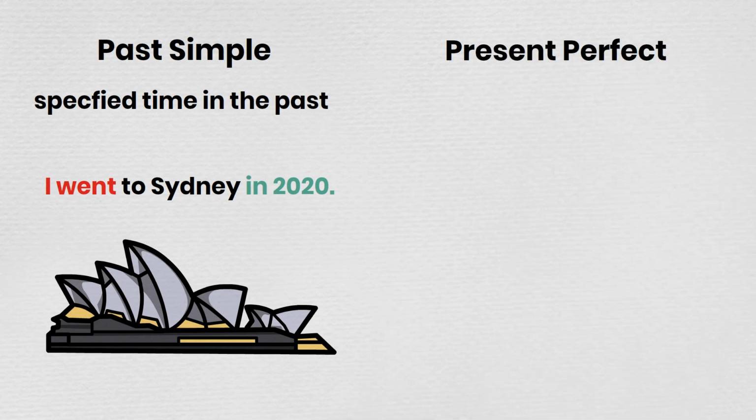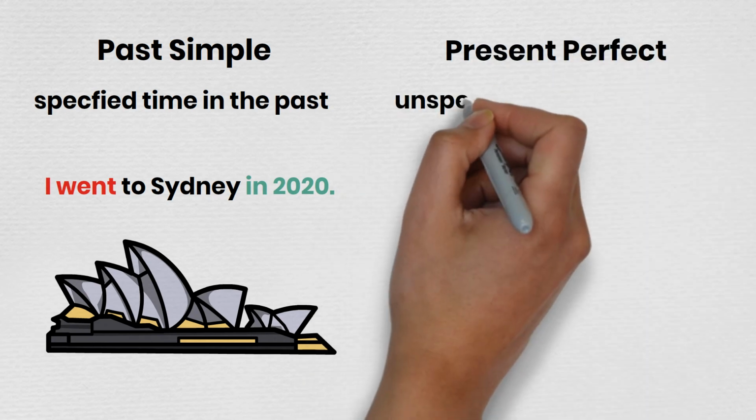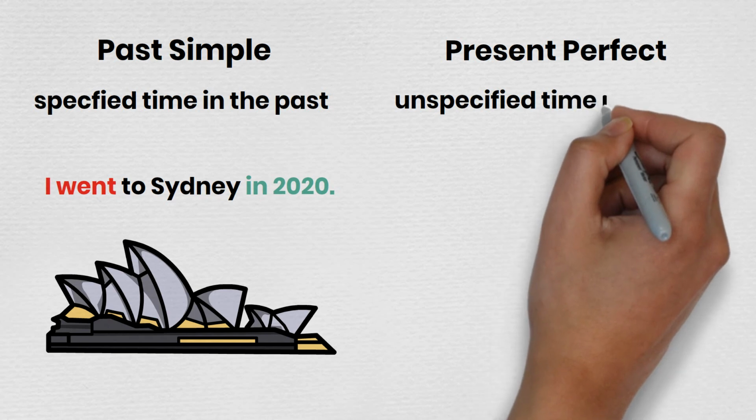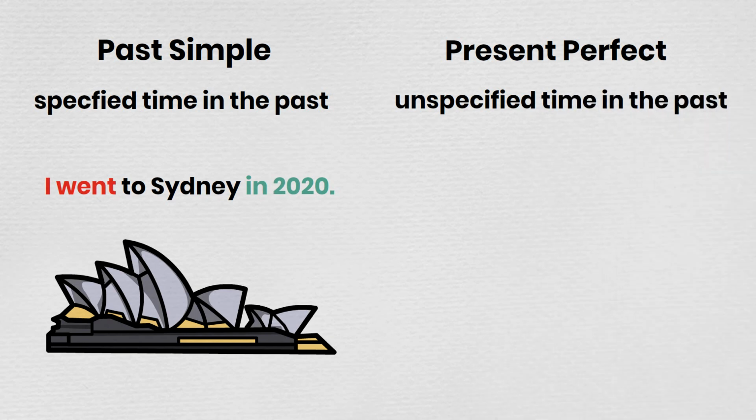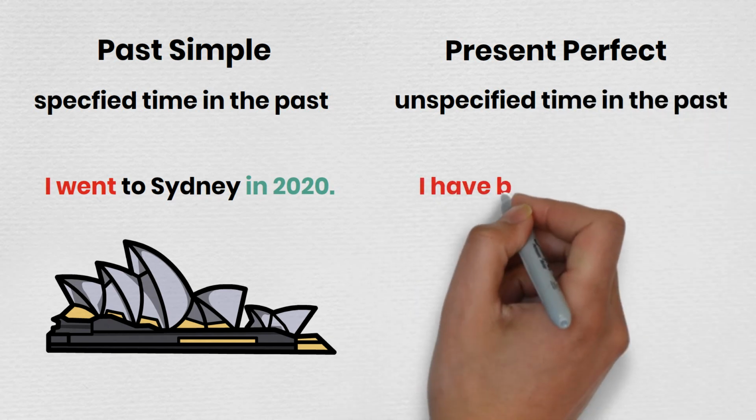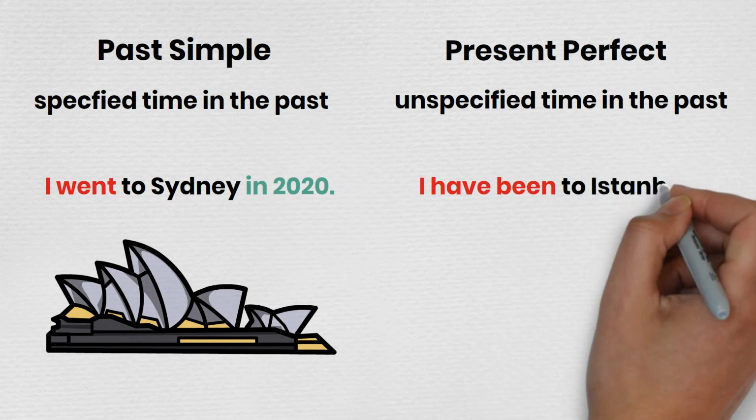We use the present perfect for something that has happened at an unspecified time in the past. I have been to Istanbul.